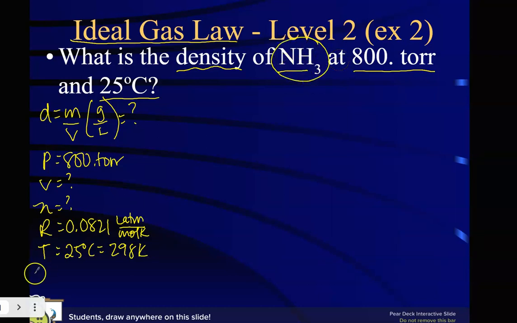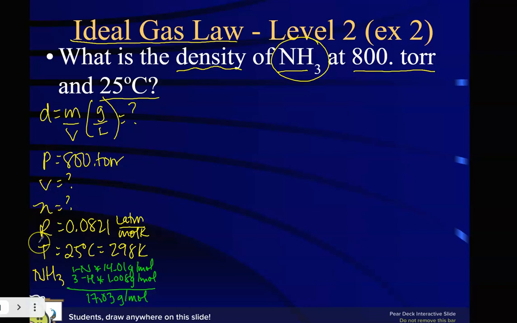The other thing that they give you is the identity of the gas. If it's NH3, you know that it is 1 nitrogen and 3 hydrogens. You could look on the periodic table. 1 nitrogen weighs 14.01 grams, and you have 3 hydrogens, each at 1.008 grams per mole. That gives us a grand total of 17.03 grams per mole for its molar mass. So you're thinking, well, how can I solve something with two unknowns?